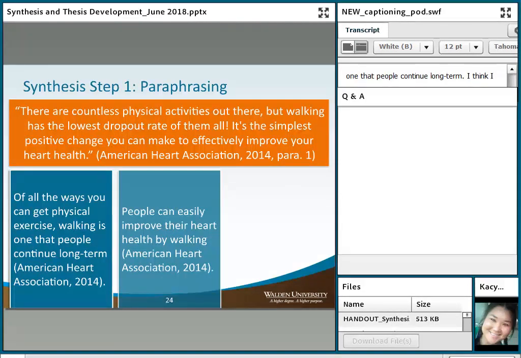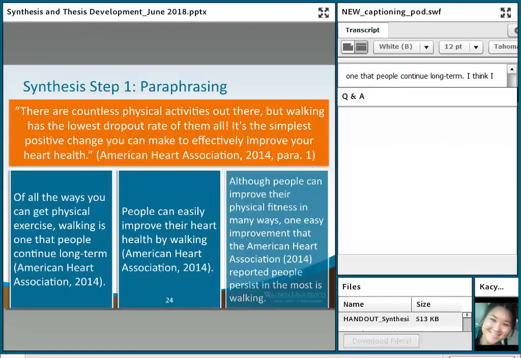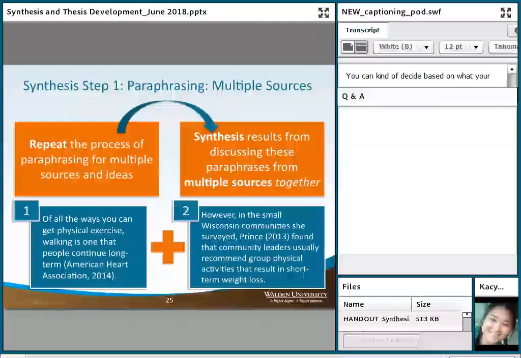But here's some good paraphrase. Of all the ways you can get physical exercise, walking is one that people continue long term. I think I saw a few of you writing something similar. People can easily improve their heart health by walking. And although people can improve their physical fitness in many ways, one easy improvement that the American Heart Association reported people persist in the most is walking. So you can decide based on what your specific goal is with your paper, your paraphrase might come across differently.